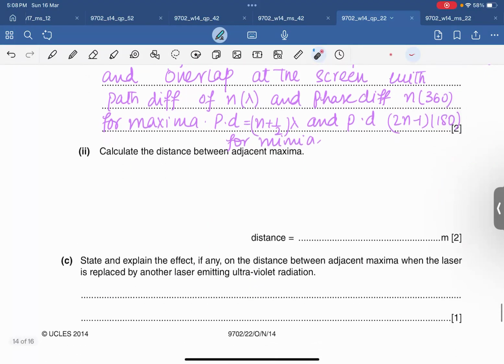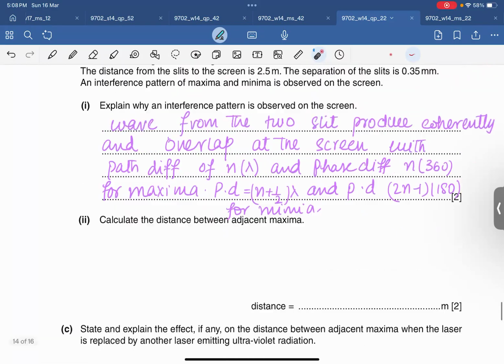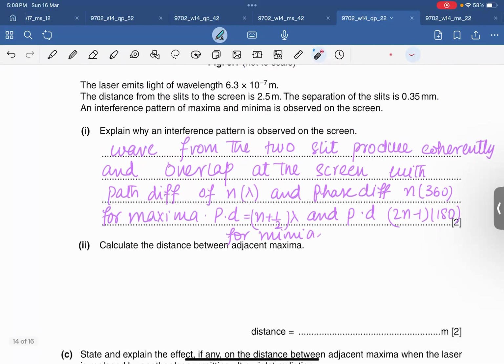Sir, can we write the light diffracts after passing through the slit? Yes, but use the word wave, not light. But since it's a 2 mark question and they're only asking why an interference pattern is observed on the screen, they're mainly asking about the concept of the screen, or the things that you can see on the screen. So you have to be particular with the screen, right? So you can just skip that diffraction from the slit.